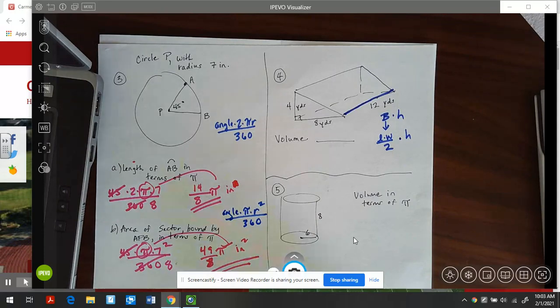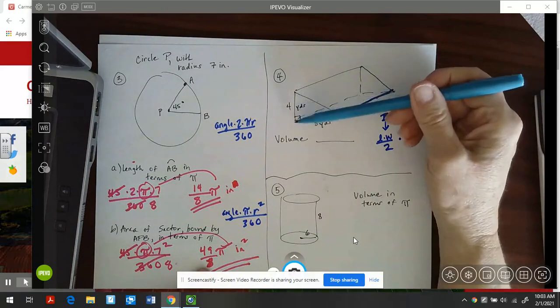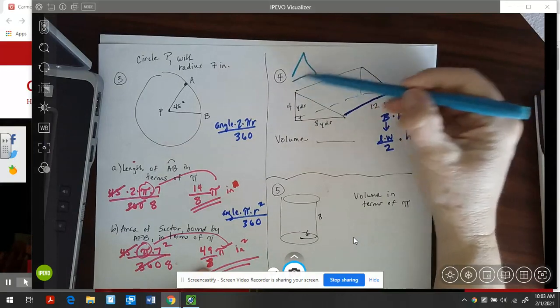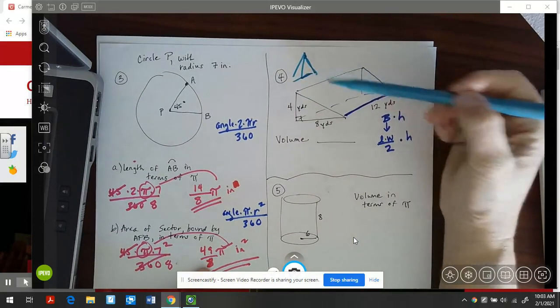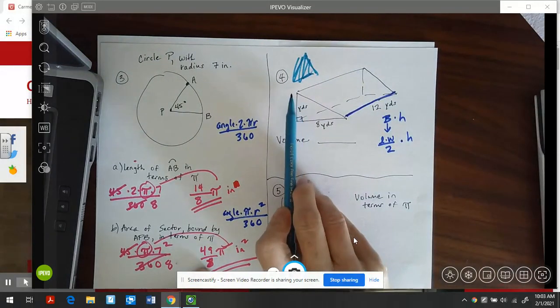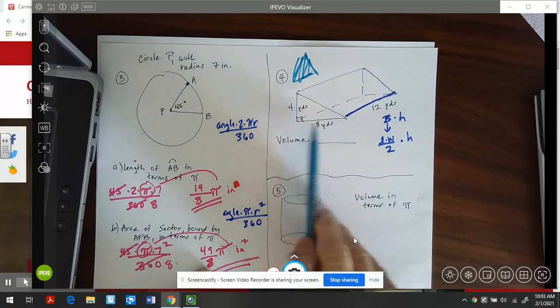Good news, I gave you the length and width because it's a right triangle. If this had been a kind like this kind, you would have had to divide and do some Pythagorean theorem or something. But good news for you, I gave you a right triangle, which means the two that make the right angle are your length and width dimension.